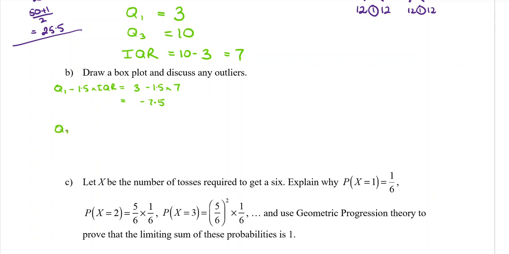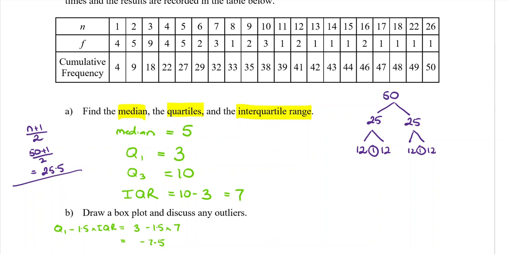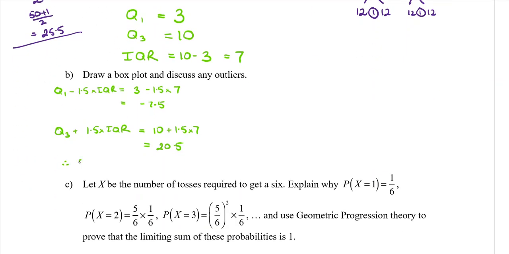We're going to have Q3 plus 1.5 times the interquartile range. Q3 was 10, plus 1.5 times 7. Type that in, and this time we get 20.5. Looking at our data, do we have any scores that are above 20.5? Yes, we do. 18 is safe, but the 22 and the 26 are both above that number. So that means 22 and 26 are outliers.